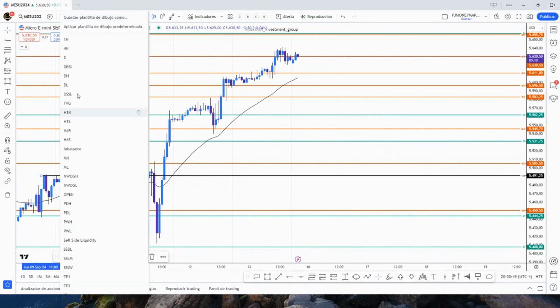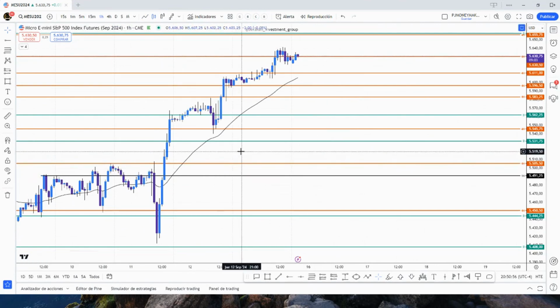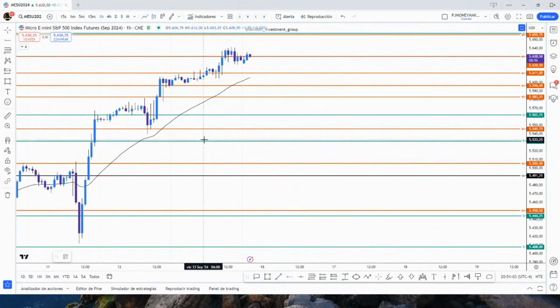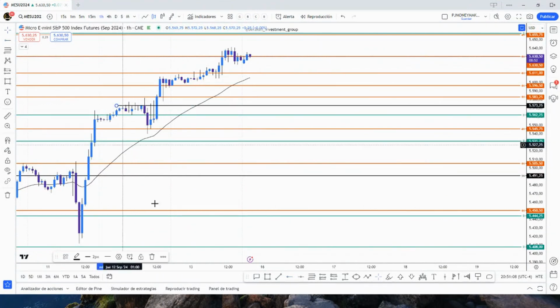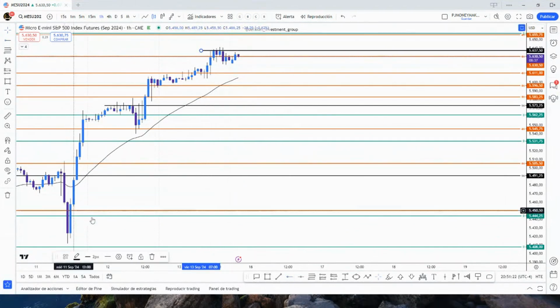Okay, so we save it. We're gonna save this as a 1H. Okay, right there, see, 1H. So we're gonna continue looking for engulfing right here. Let's put this all the way here. And we do 1H. Right here, you got engulfing. Let's put it from here.